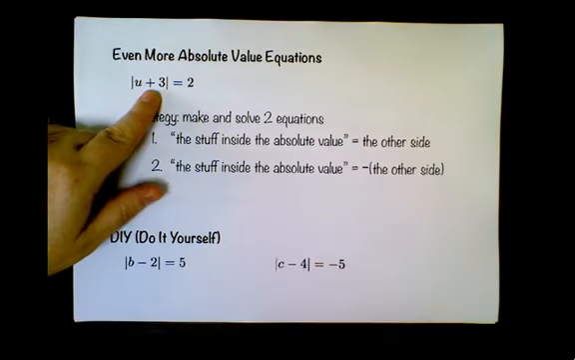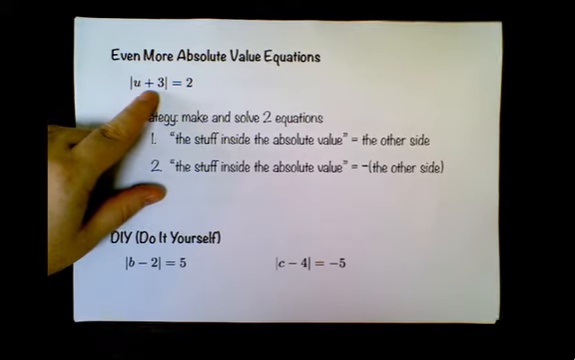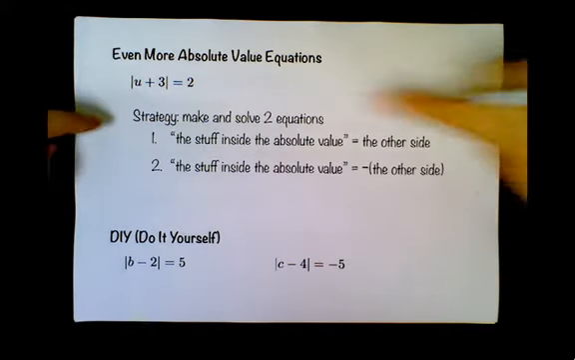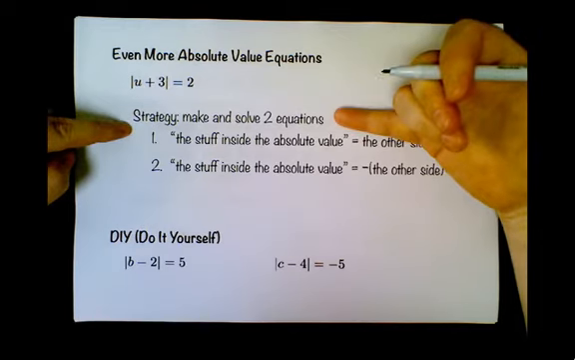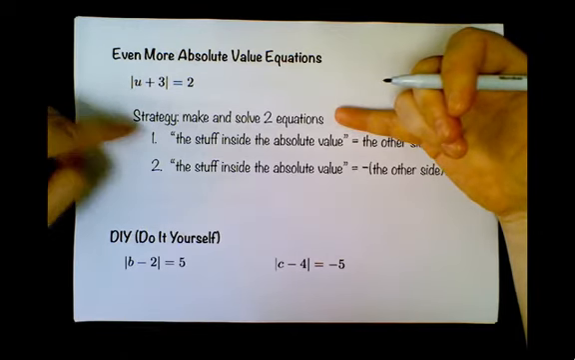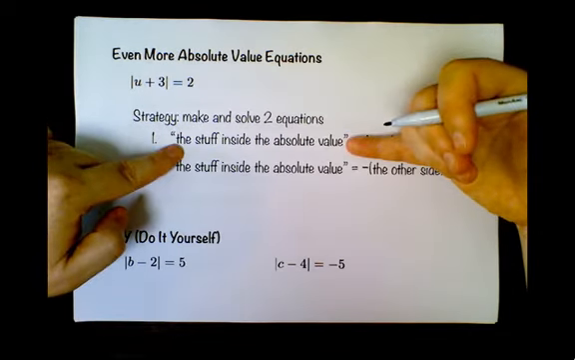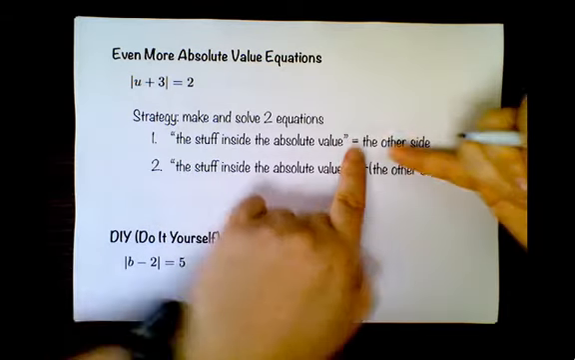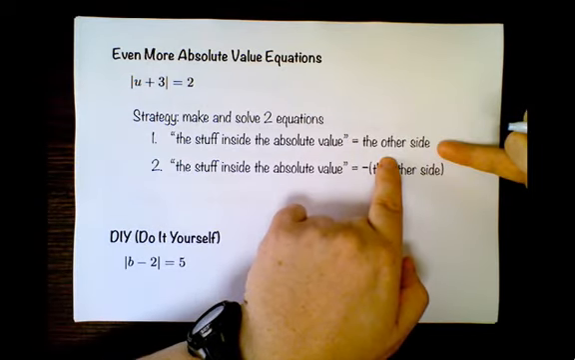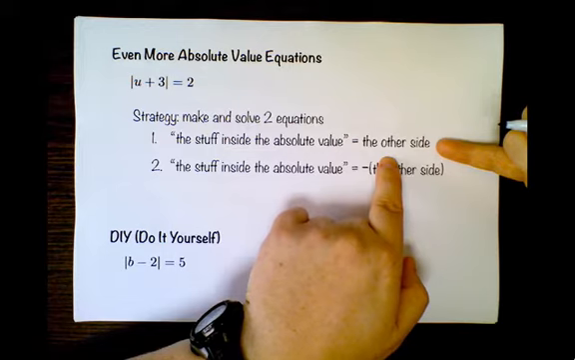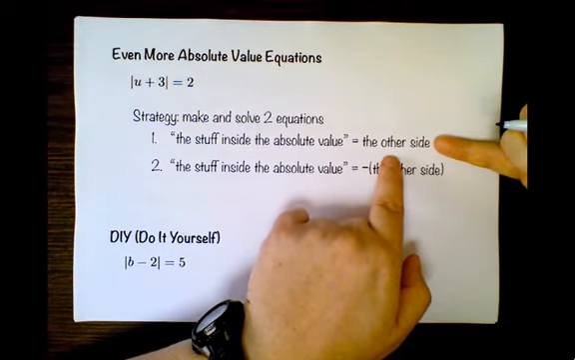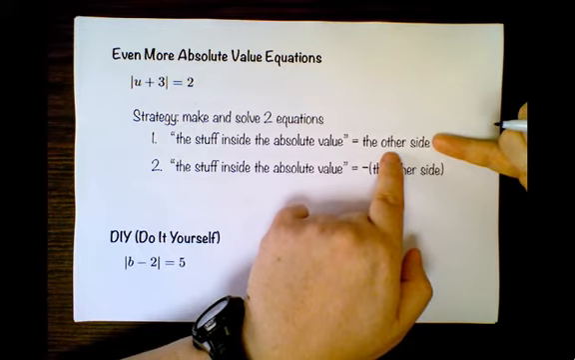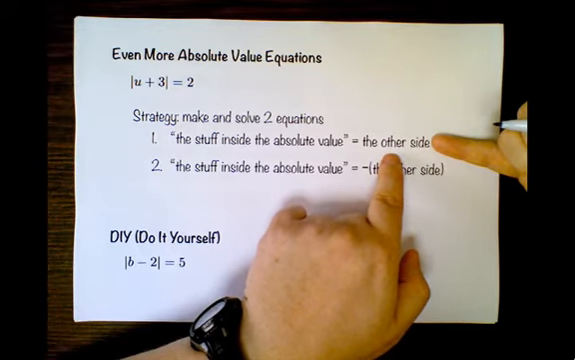Oh boy, this time there's some stuff inside that absolute value. Okay, here's the solution, or the strategy. You're going to make and solve two equations. So you take the stuff that's inside that absolute value, and you set it equal to the other side. Remember that that other side is going to be a positive number, because nothing can make an absolute value negative. So if it's negative, then it's a trick and you just write no solution.